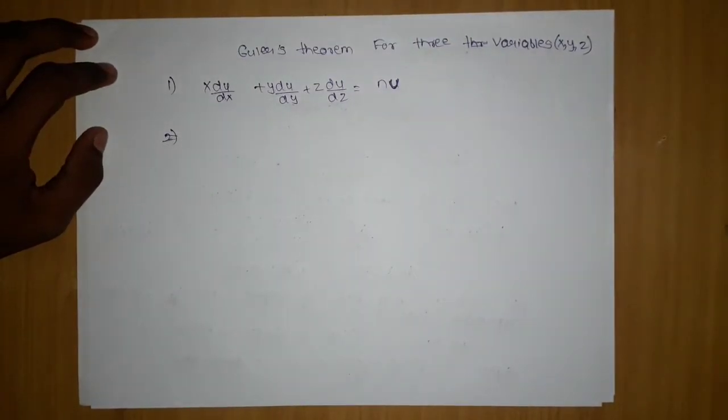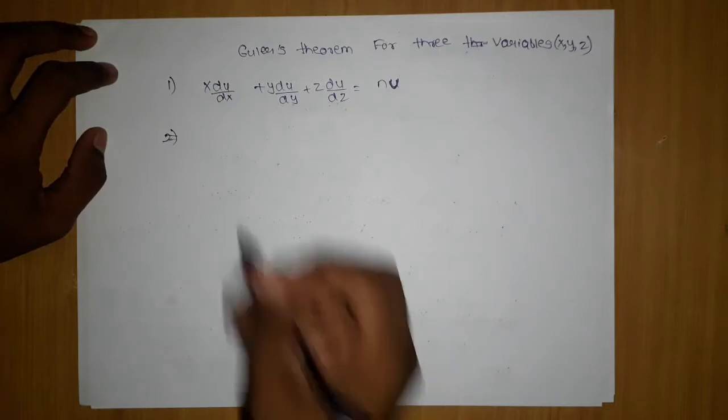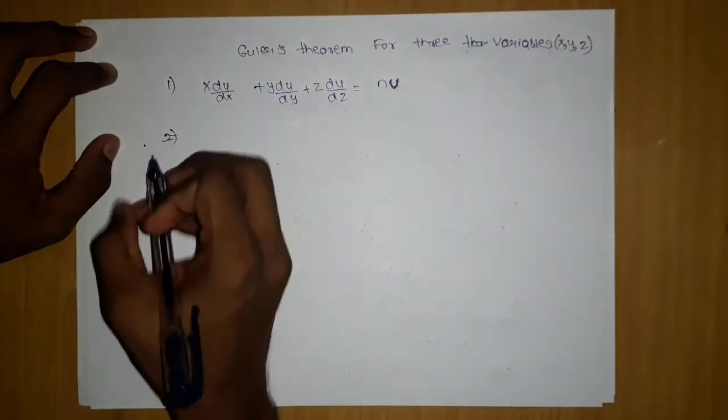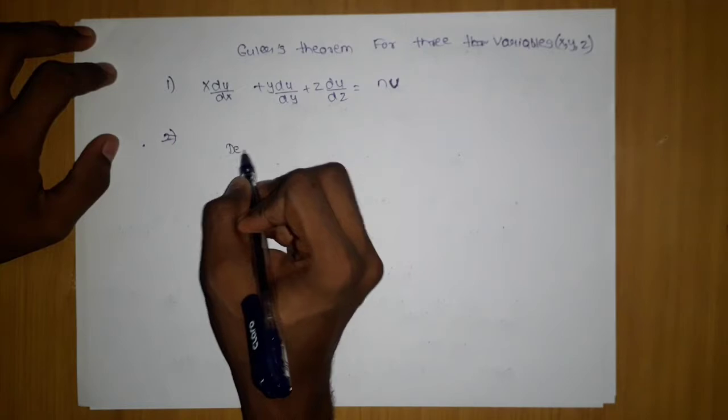Similarly, for the next formula, you will not have the formula which was x² ∂²u/∂x² + 2xy ∂²u/∂x∂y + y² ∂²u/∂y² = n(n−1)u. That formula will not be here. Instead, the second one which you are going to see is the deduction.